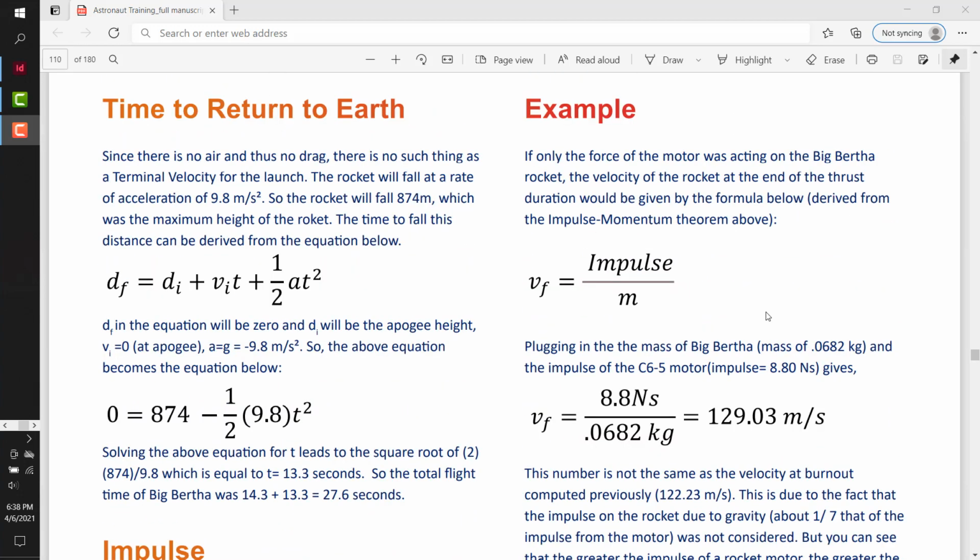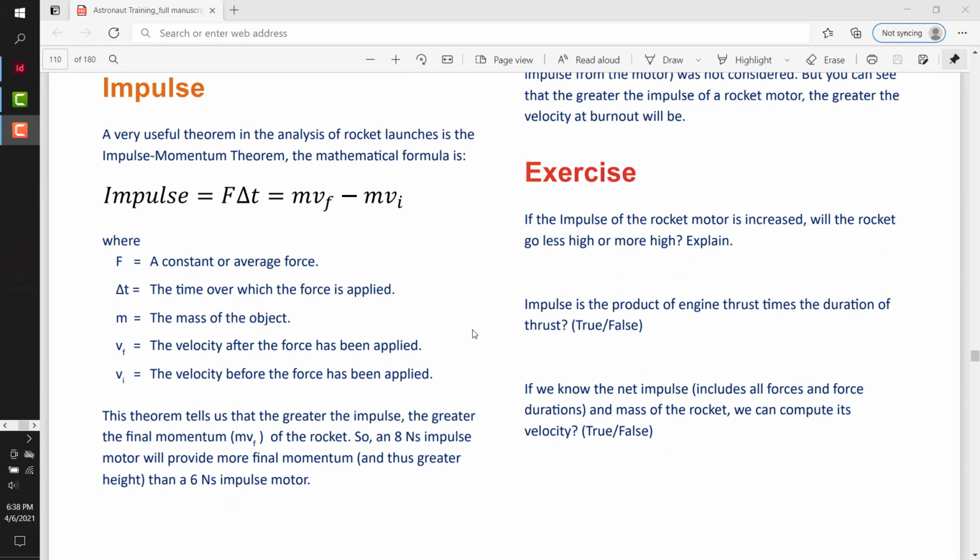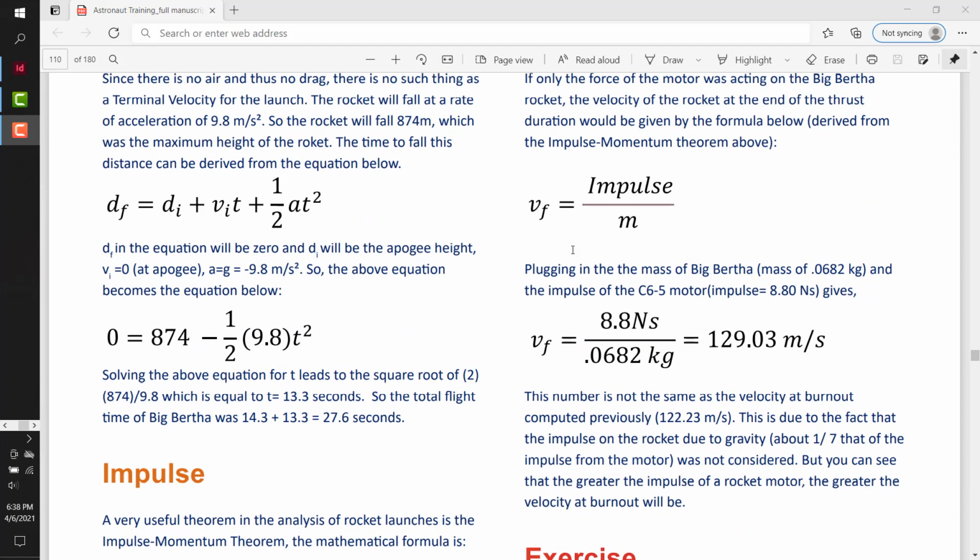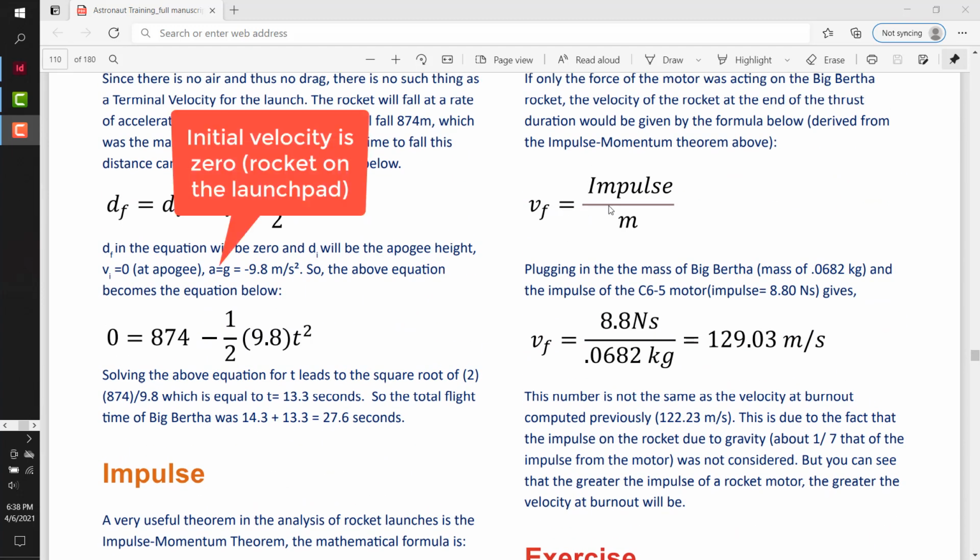For example, if only the force of the motor was acting on the Big Bertha rocket, the velocity of the rocket at the end of the thrust duration would be given by the formula below. This is simply impulse divided by mass. Impulse divided by mass, the initial velocity is 0. So that'll give you the velocity at the end of the thrust phase.